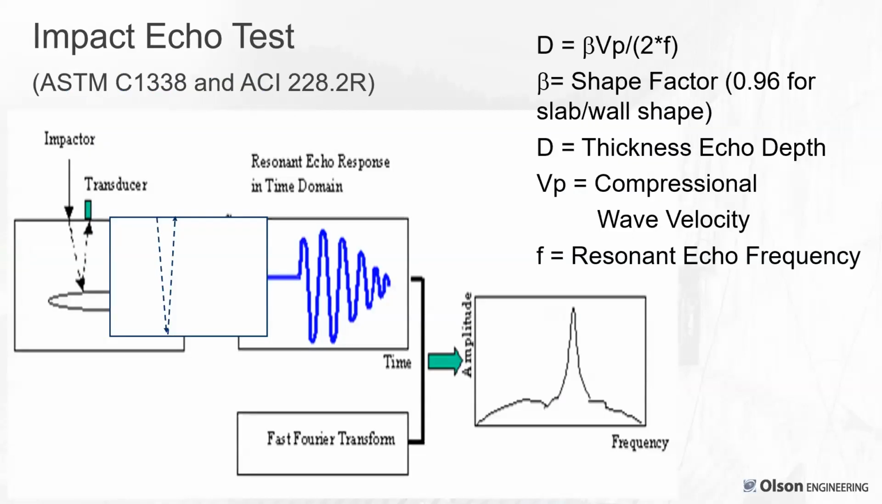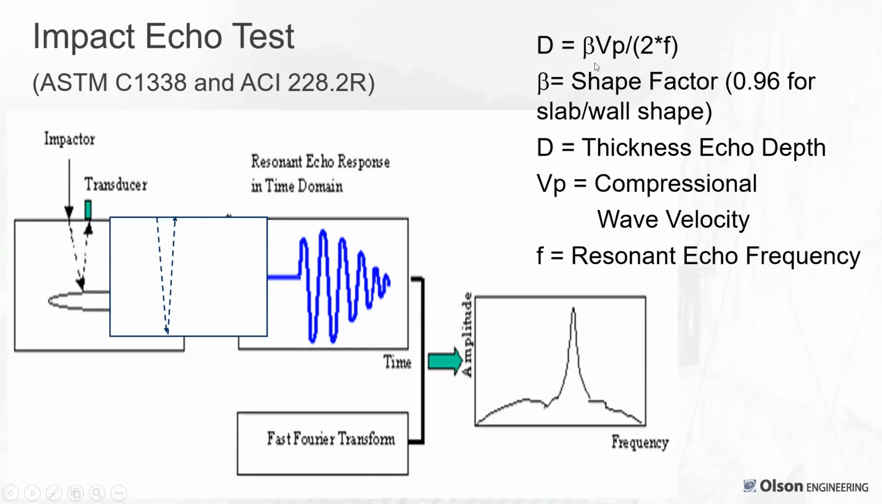So the impact echo test, there's an ASTM standard for it, and it's also discussed in the ACI 228.2 document. The test involves impacting the surface of the concrete, looking for resonant echoes from either a crack or planar-like void, a plane of void, or a full thickness echo. That time domain response, because it's a resonance test, is not so clear, but by going with the fast Fourier transform to the frequency domain and you get a displacement spectra, you get a distinct echo peak at a frequency.